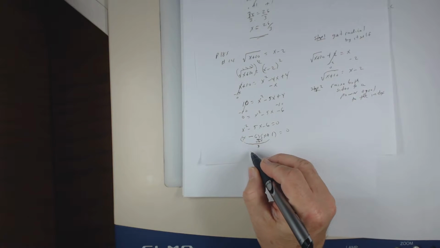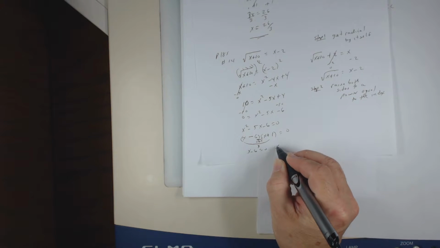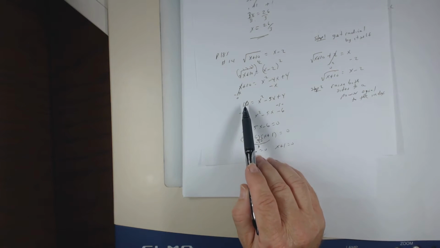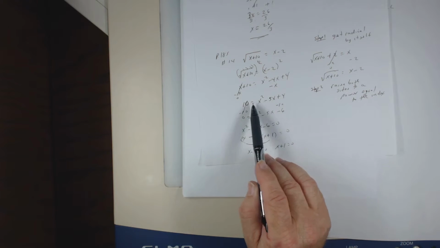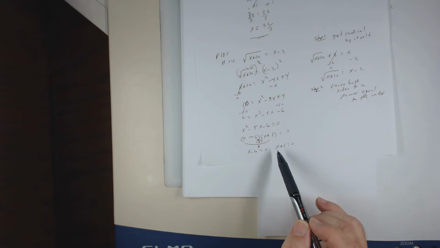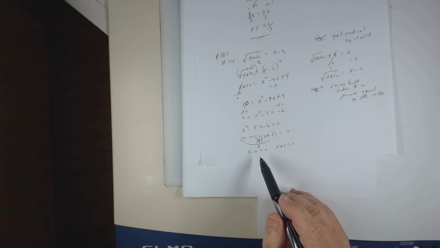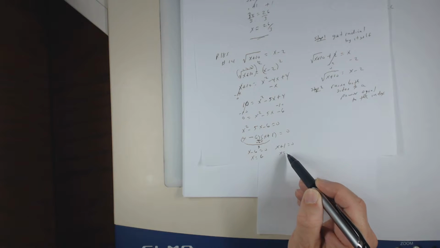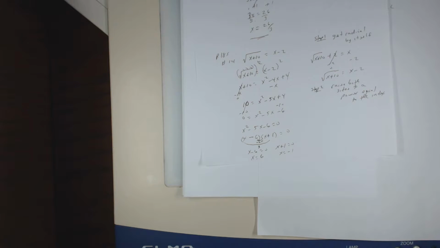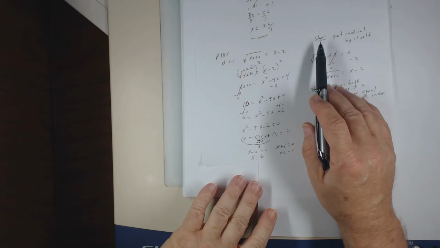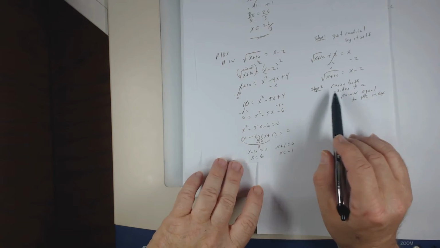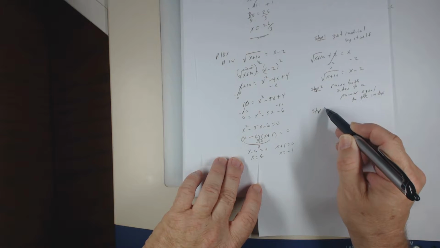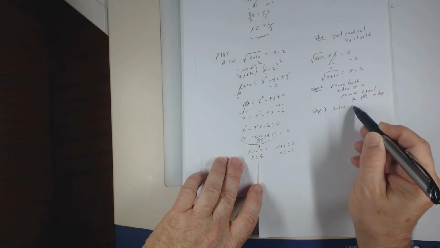Okay, so the zero factor property says set each factor equal to 0. And notice I went from a radical to a quadratic to 2 linear equations. All right, so what's the next step? X is 6, and X is negative 1. Now remember, step 1 was to get the radical by itself. Step 2 was to raise both sides to a power equal to the index. Step 3 is to solve for the variable.